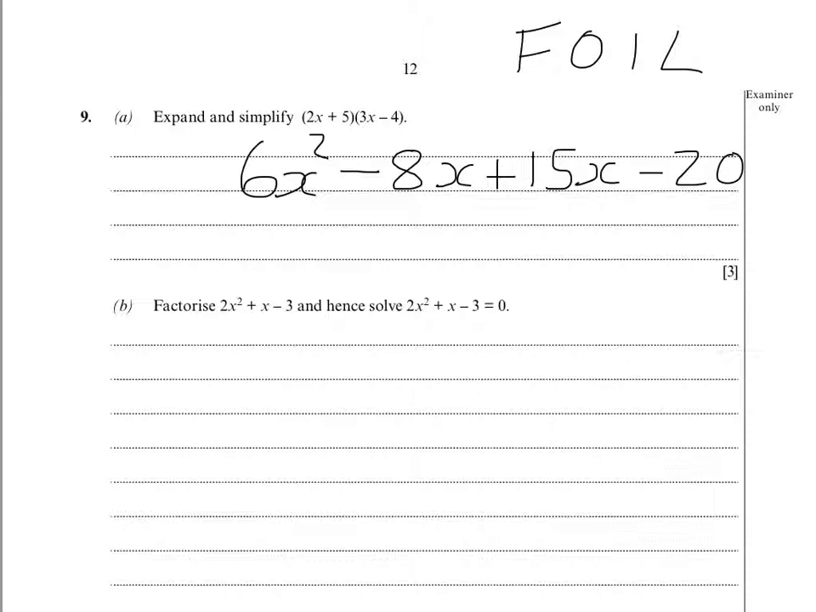And when you're doing these quadratics, not always, but in general, you should end up with x squared, two terms of x, and a number at the end. Now, when you simplify that, you're going to end up with 6x squared, because there's only one term with x squared. Your minus 8x plus 15x is just going to leave you with positive 7x, so 15 take away 8 is 7, and the minus 20 at the end. And that is your 3 marks.